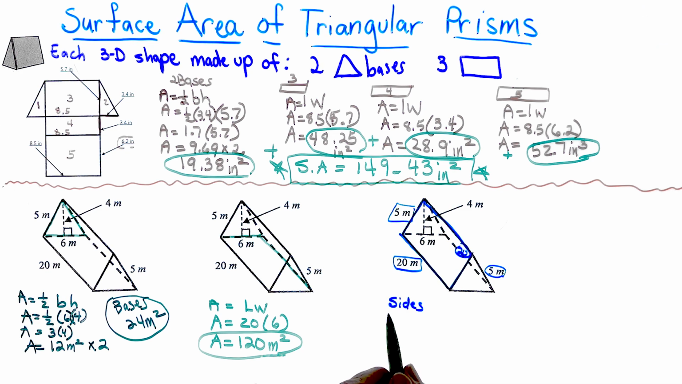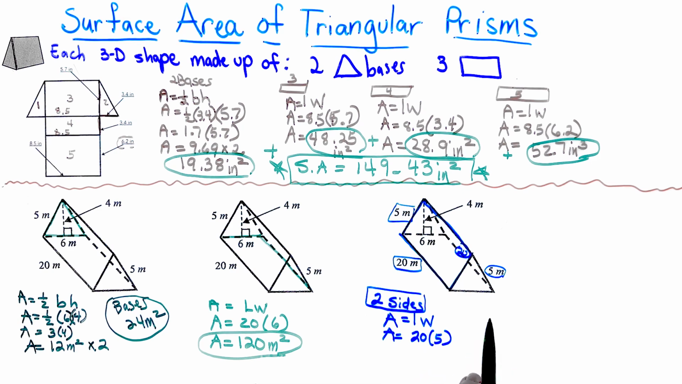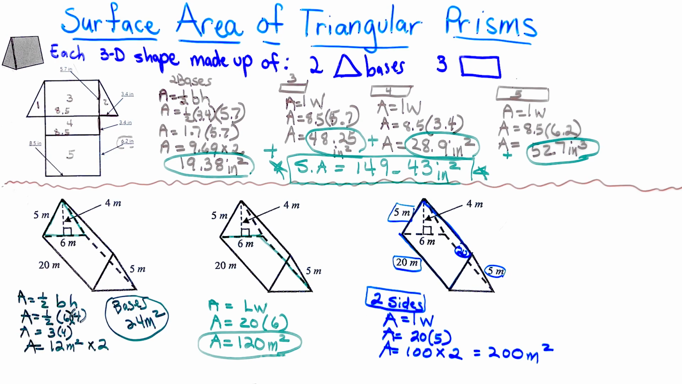And again, my area is equal to length times width, and the area is 20 times 5. But remember, the sides are both the same dimensions, not like what we had up here for our net. So the area is equal to 100, but we have to multiply it by 2. So it is 200 meters squared.